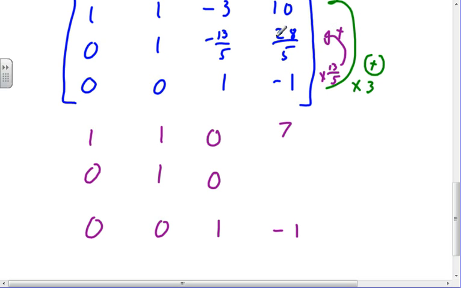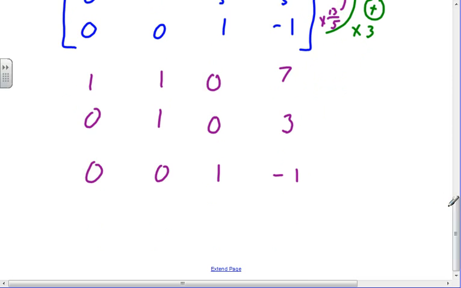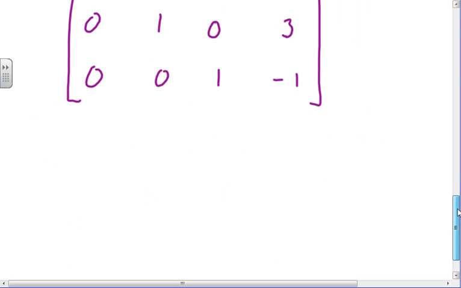13, 14, 15. That's 15 over 5. What's 15 over 5? 3. Okay, so I get a 3. And 3 is what I'm supposed to get, right? Yeah, 3 is what I'm supposed to get. Alright, now I'm happy again. Now I can continue on with my happiness.